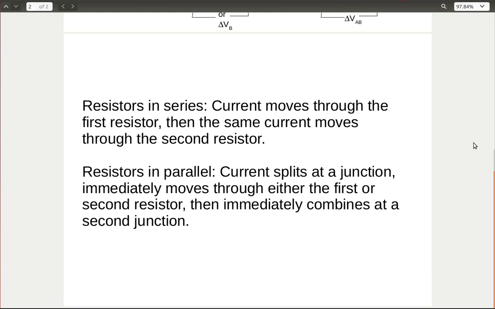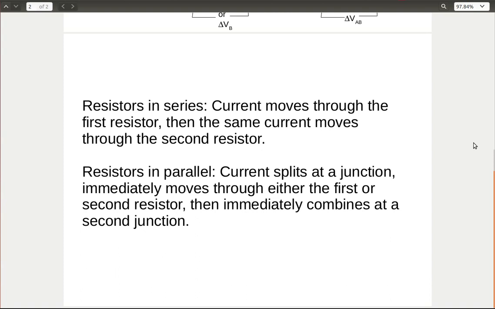Current splits at a junction and then immediately moves through either the first or second resistor and then immediately combines at a second junction. If you have three resistors in parallel, then you can have the current split at a junction and immediately move either through the first, second, or third, and then immediately combine again at a second junction. It is common for resistors to be neither in series nor in parallel, in which case there's no simple equation for combining them.